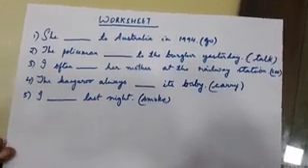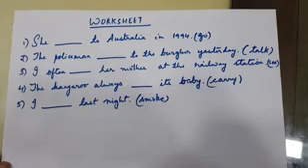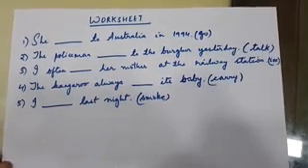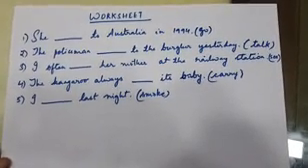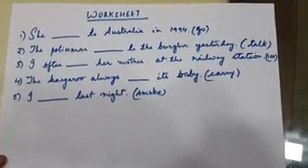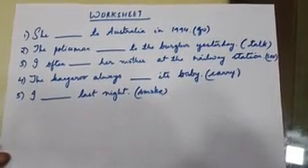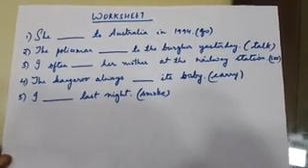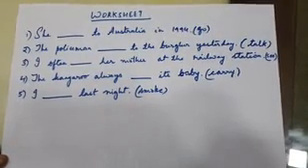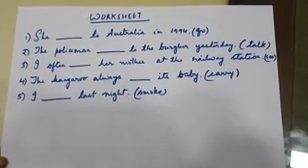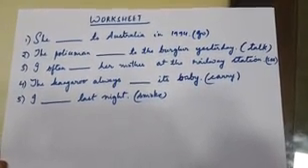Here is the worksheet. Number 1, she dashed to Australia in 1994. The word in the bracket is go. Number 2. The policeman dashed to the burglar yesterday. The word in the bracket is talk. Third, I often dash her mother at the railway station. The word in the bracket is see. Fourth, the kangaroo always dash its baby. The word in the bracket is carry. Number 5, I dashed last night. The word in the bracket is smoke.